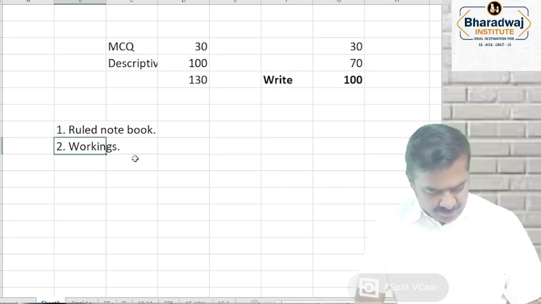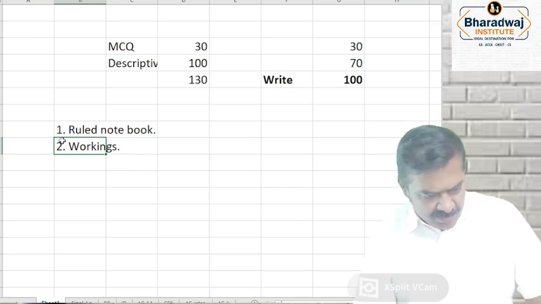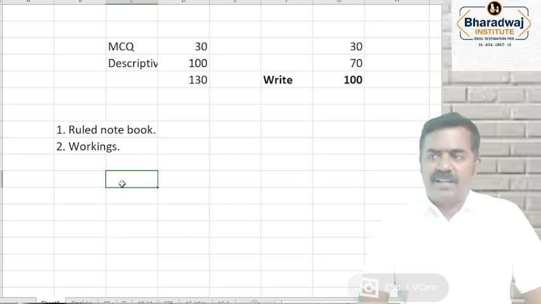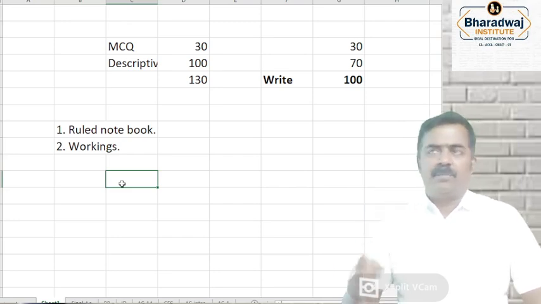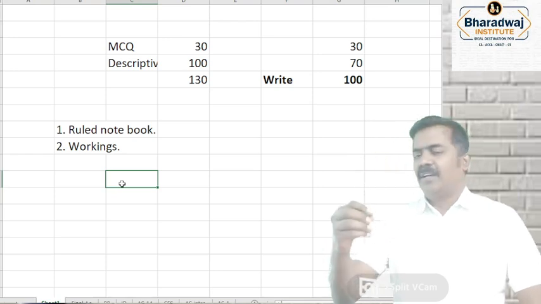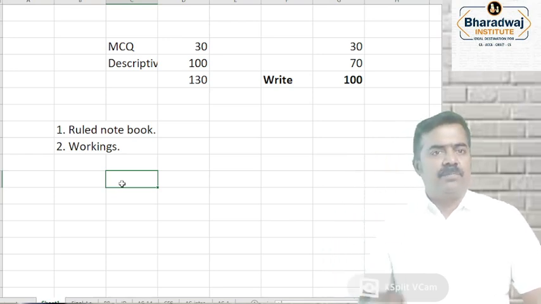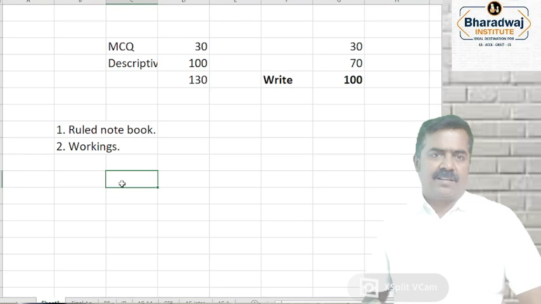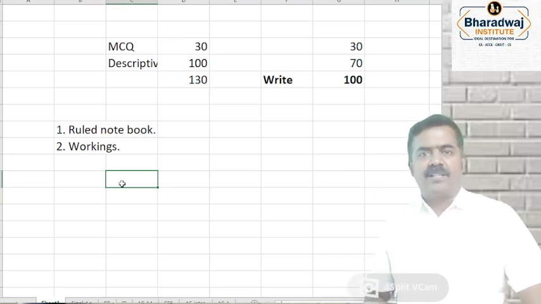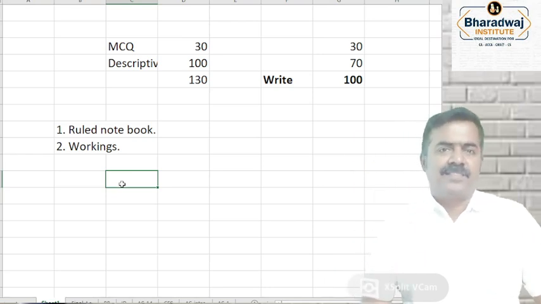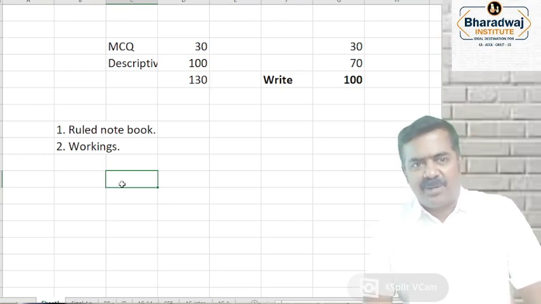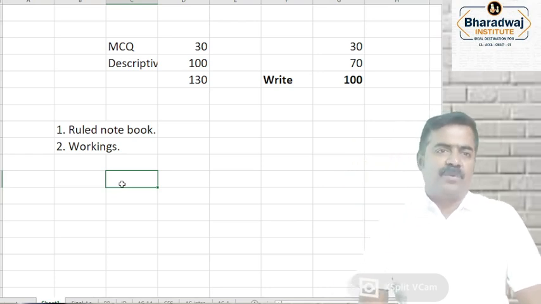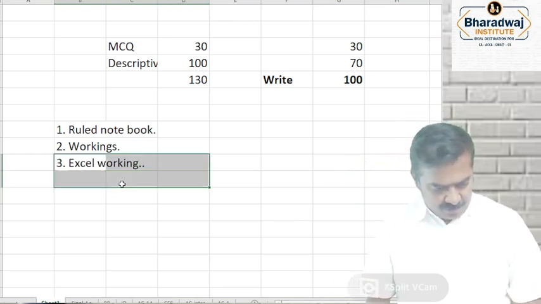That is the first one. Next one, workings must be part of the answer. Working should not be done in the last page of the answer sheet. So whenever you do a problem like a P&L account or a balance sheet or a cost sheet, ensure that you are doing the working along with your answer. Maybe give your main answer, workings at the end. Working should not be like a scribbling. Working should be a part of your answer. It will be mentioned in the topic itself that workings are part of your answer. That is most important.